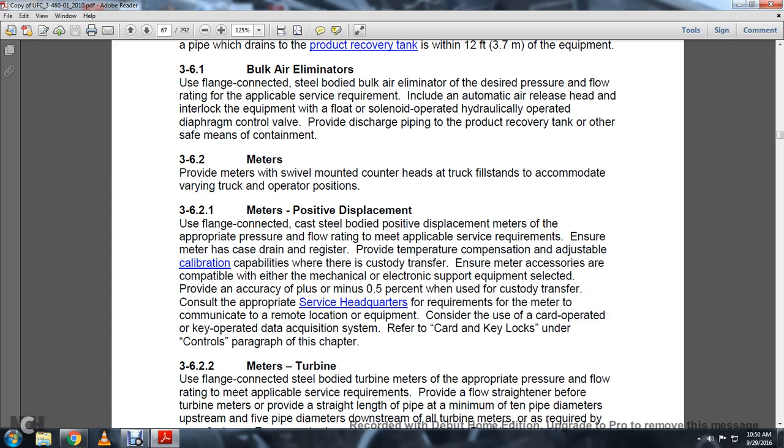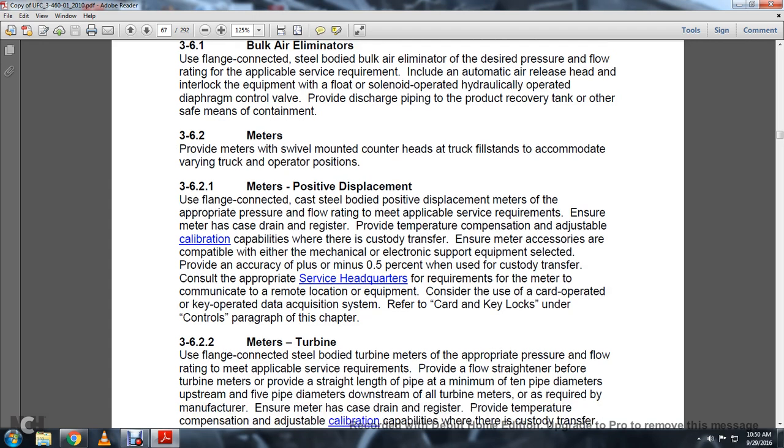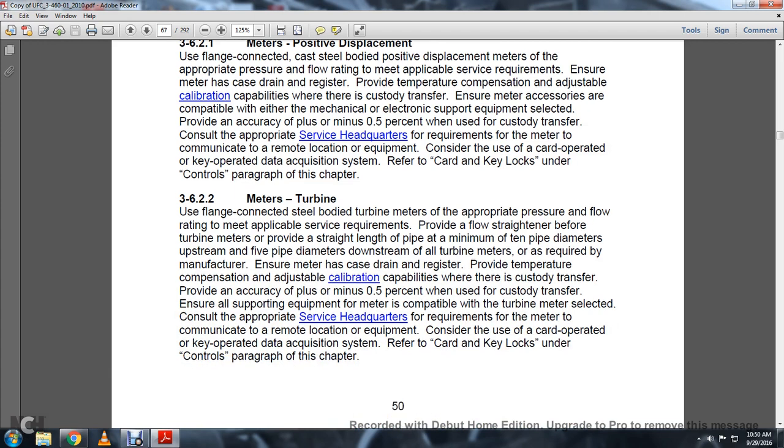Consult the appropriate service headquarters regarding the requirement of the meter to communicate with the remote location of the equipment. Consider the use of the card operated with a key, operated with a data acquisition system. Refer to the card key locks under the controls paragraph of this chapter.